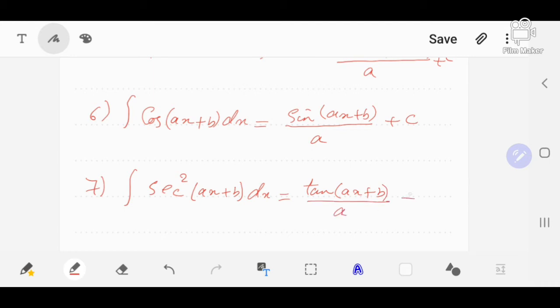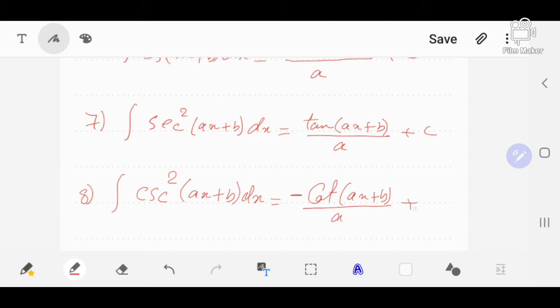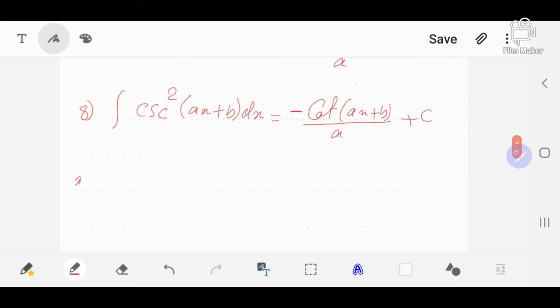Next rule will be the integration of cosecant squared. I'm sure you know what the answer is now. It's negative cotan of the angle, divided by a plus c, because the derivative of cotan gives you negative cosecant squared. So integration of cosecant squared is negative cotan. What's left? Integration of secant of the angle times tan of the angle, dx. This is the integration that gives secant of the angle, of course, divided by a plus c.